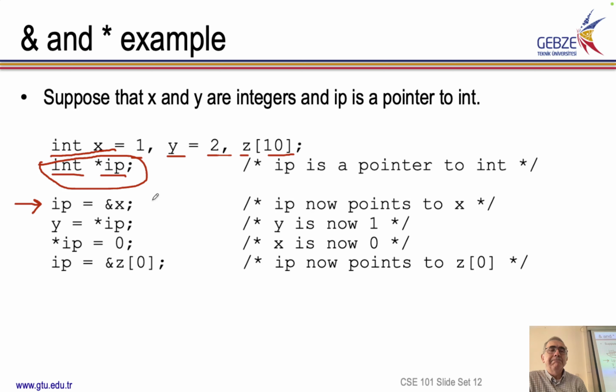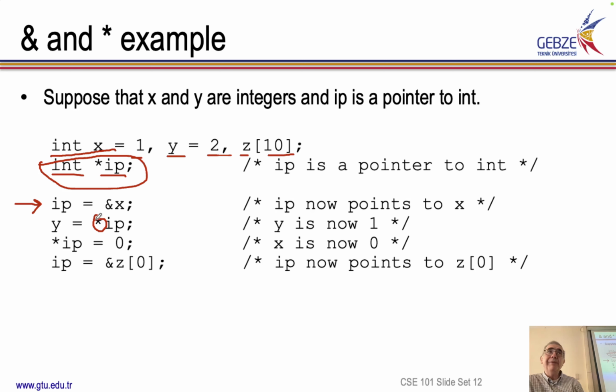And in order to access the content, in order to talk to Nermin, right? You use star. Get the content of the pointer. So it is actually reaching X. When you use star, it is reaching X. Y is equal to star IP is basically integer is equal to integer.